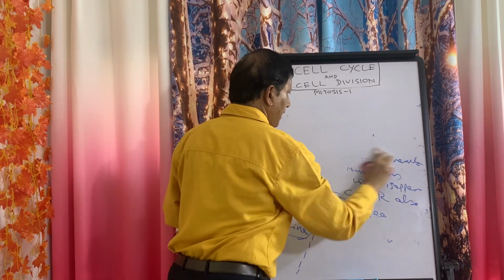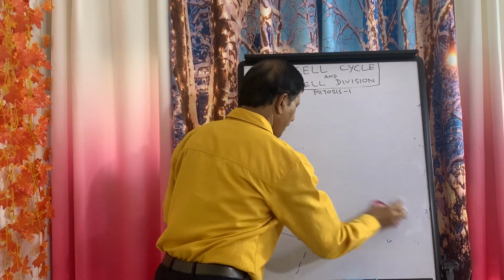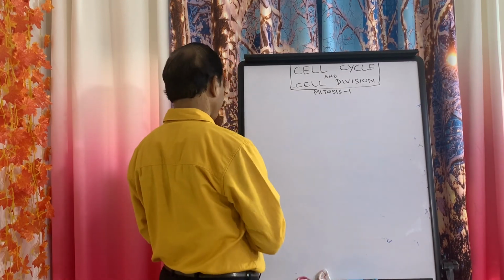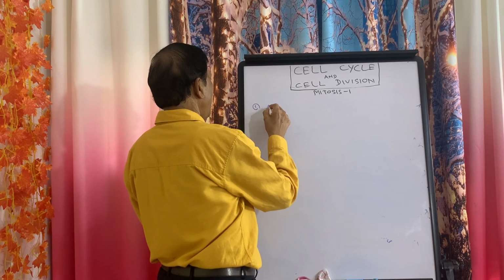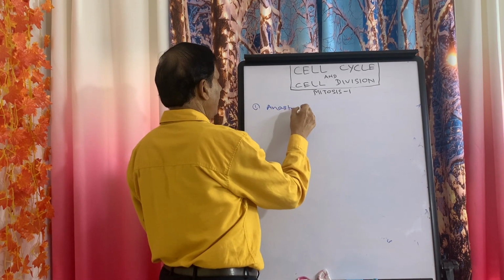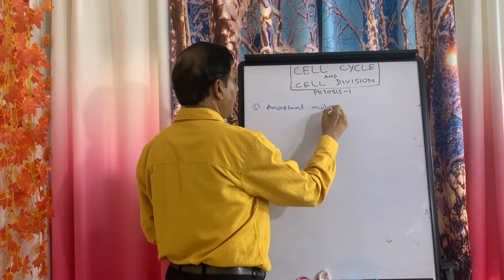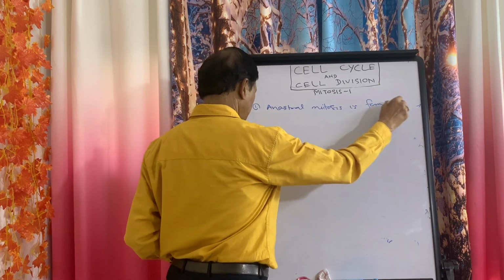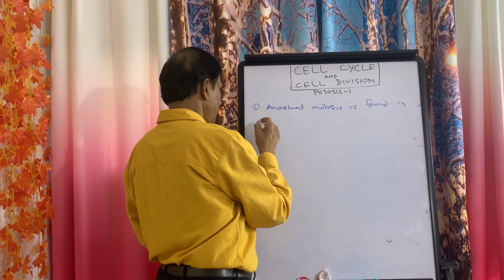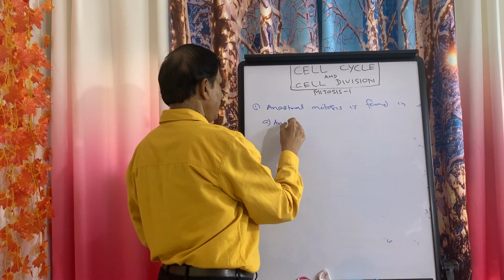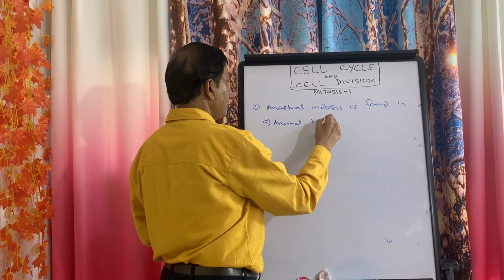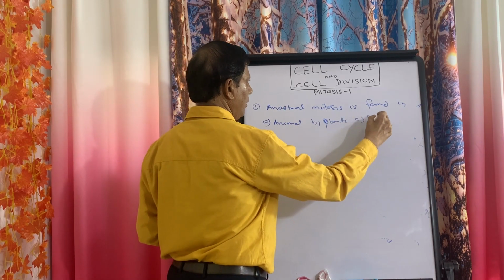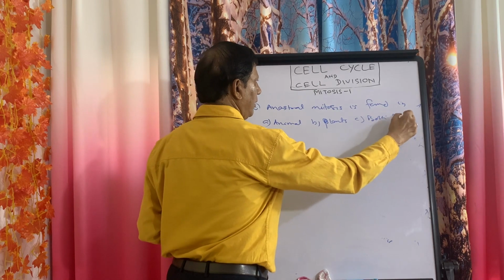So one question you can write: Anastral mitosis is found in animals, plants, both, or none.